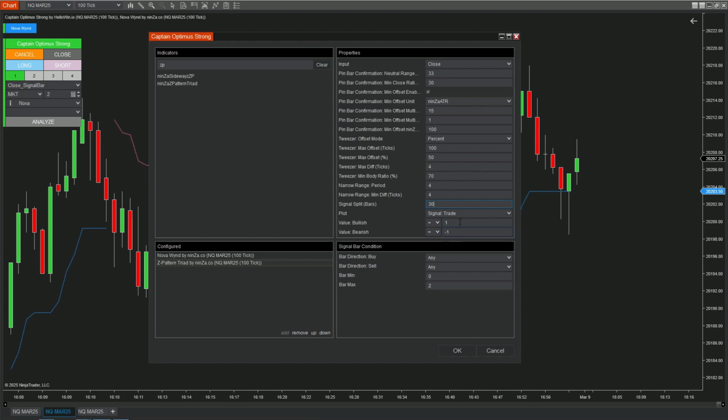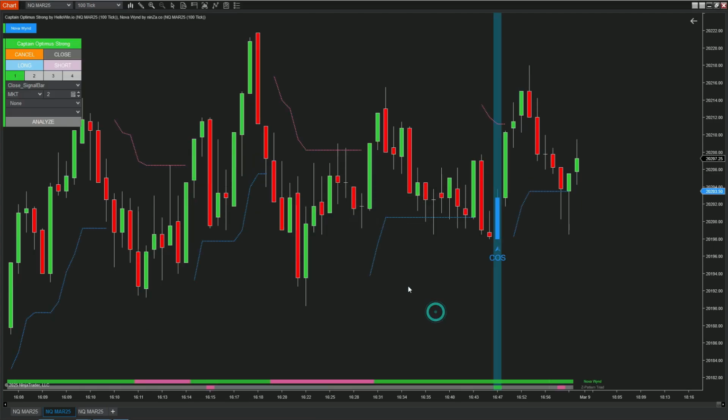Additionally, we need to configure the dedicated NinjaScript signals for Z Pattern Triad. Value, Plucker 3, represents a buy signal. Value, ears, 3, represents a sell signal.